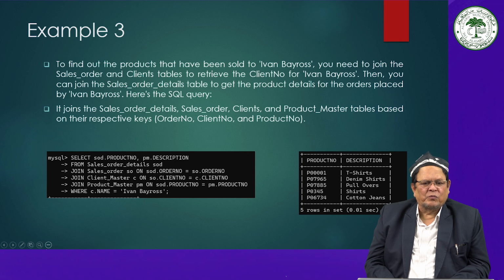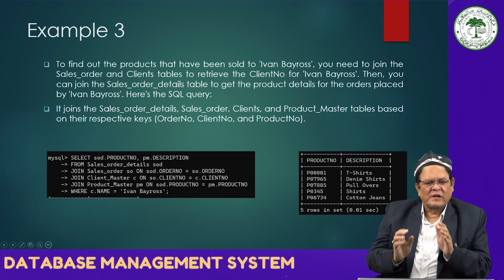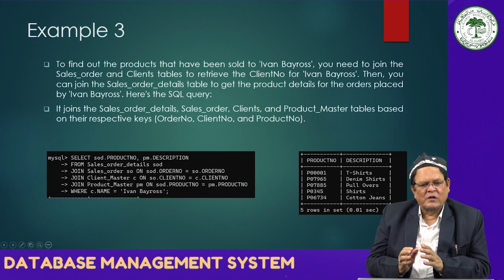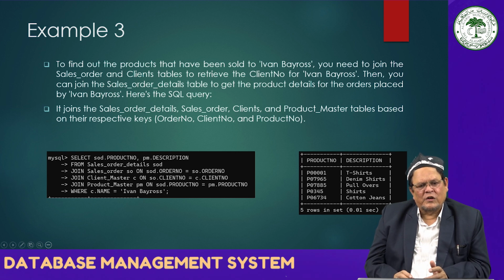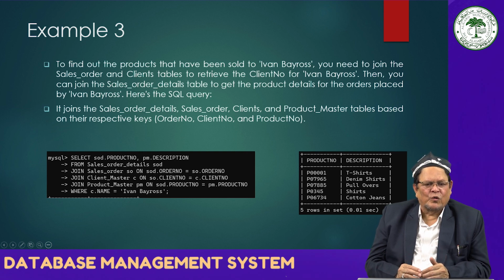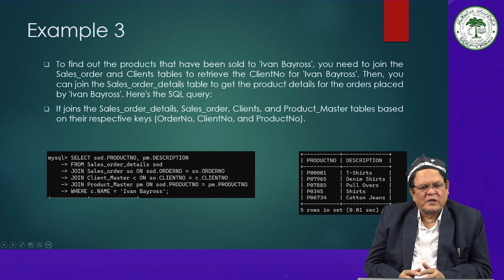Select SOD.product number, PM.descriptions. From which table? From table name you have to write sales_order_detail SOD. Then you have to join the other tables, sales order SO on the order number from SOD is equal to order number from sales order. Then you have to join also client master C on client number from SO is equal to client number from C.